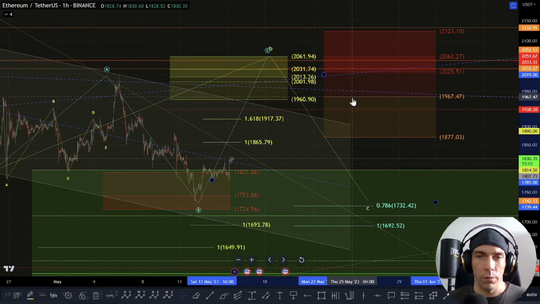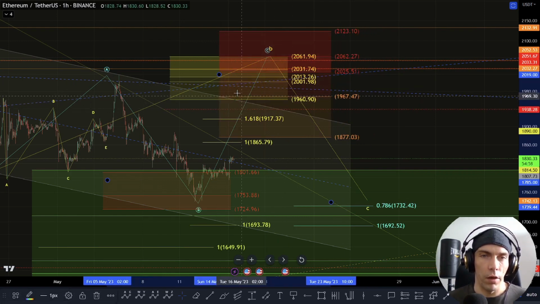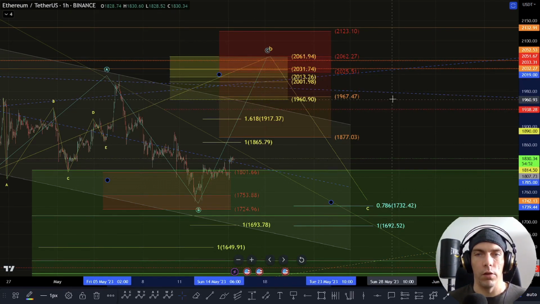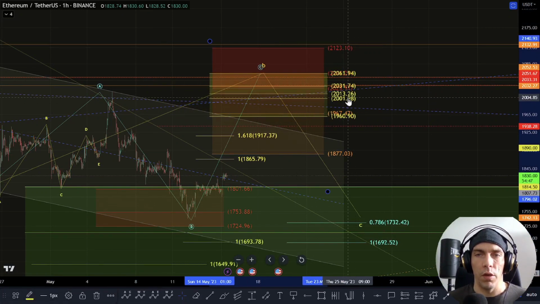Now, once again, we have this possibility that if this becomes a running flat, we could see this interaction here with the bottom of the channel. With the top of the channel here again, looking to actually reject and break to the downside. Now, within this, we are looking for this possible B wave retracement.